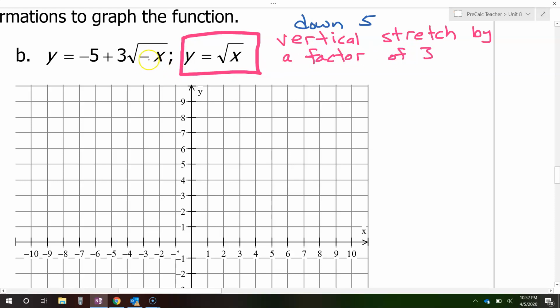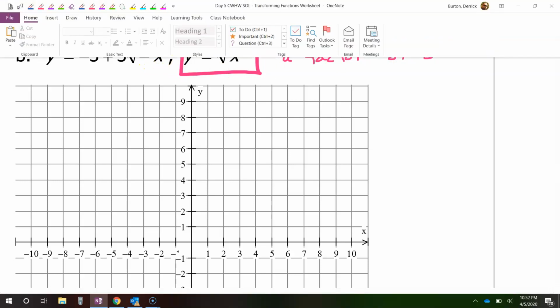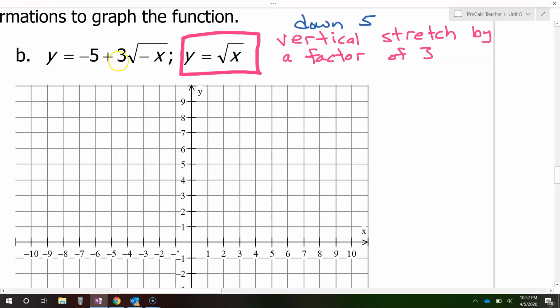And then the little negative sign inside the function is going to be a reflection over the y-axis. When you have a negative in the front, like if I put a negative here, that's a reflection over the x-axis. But inside, it's a reflection over the y-axis.